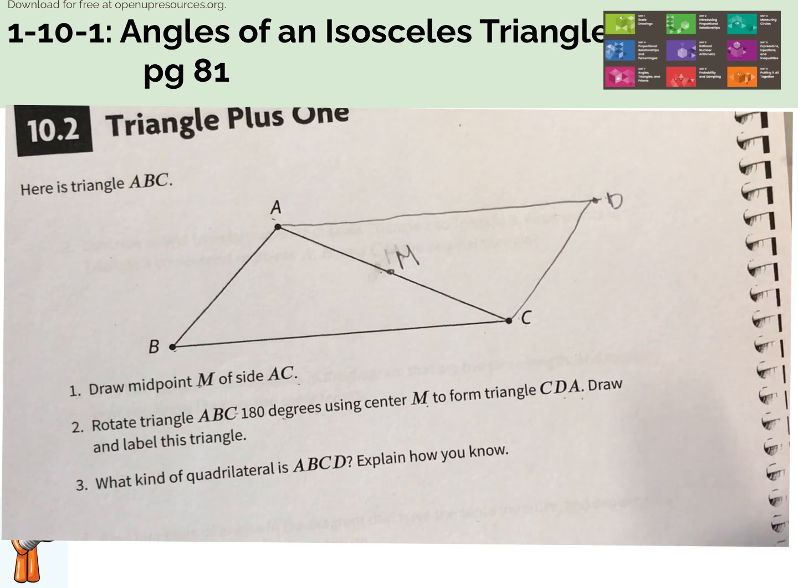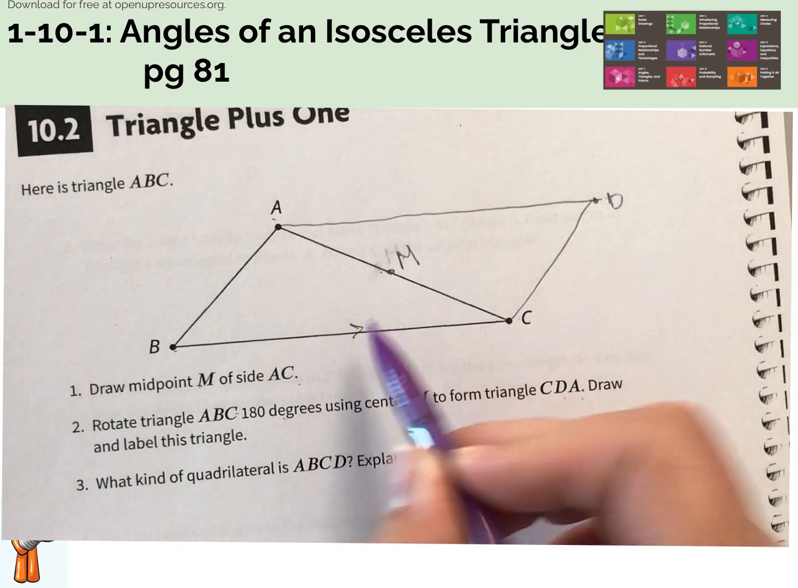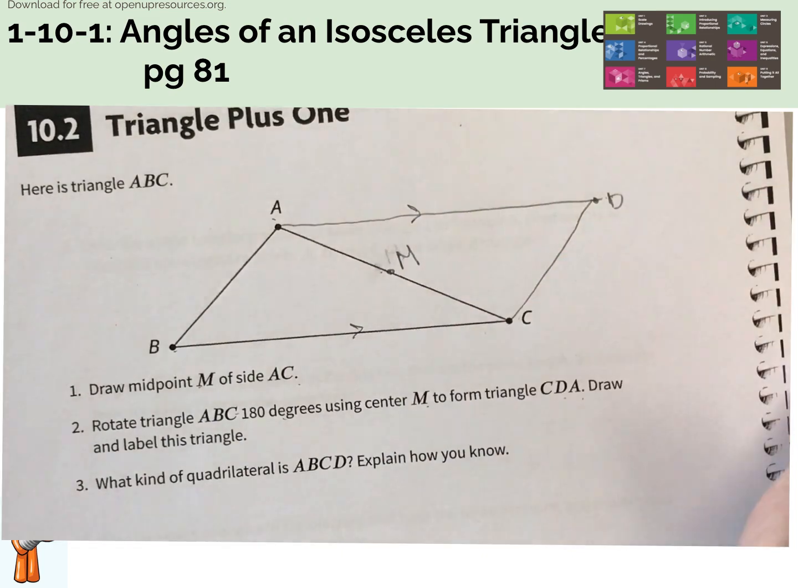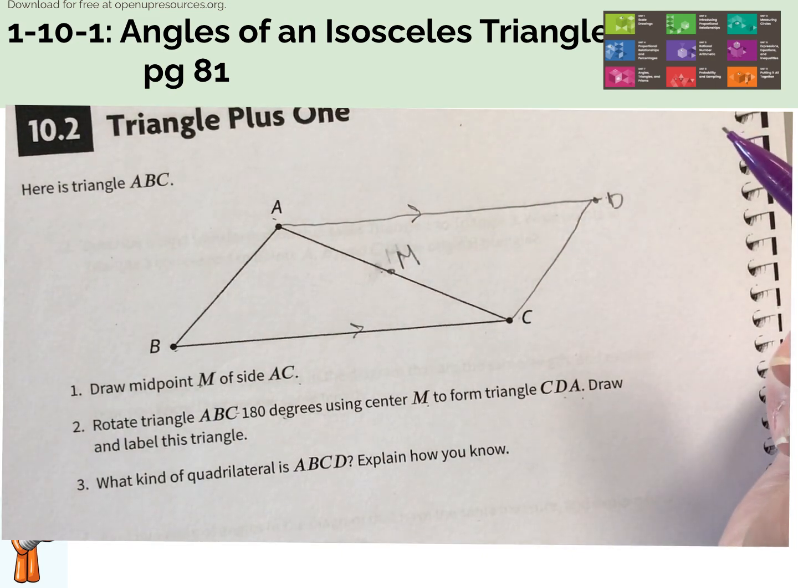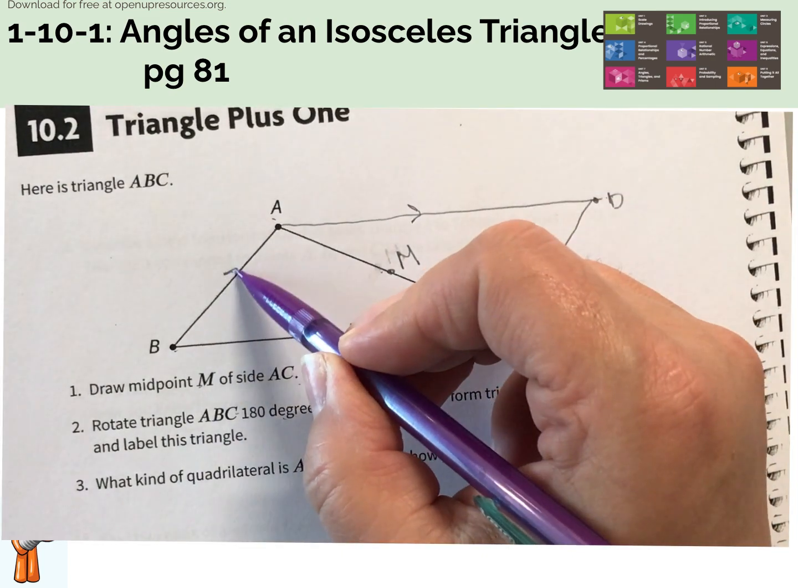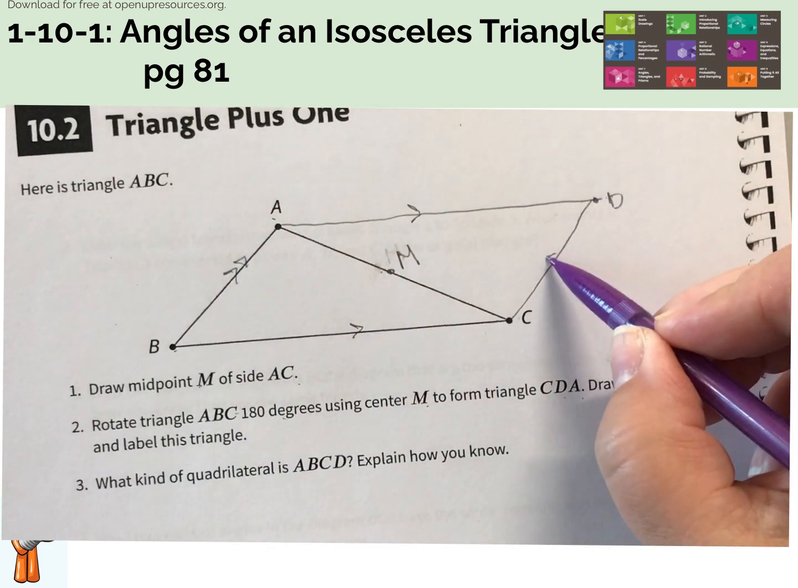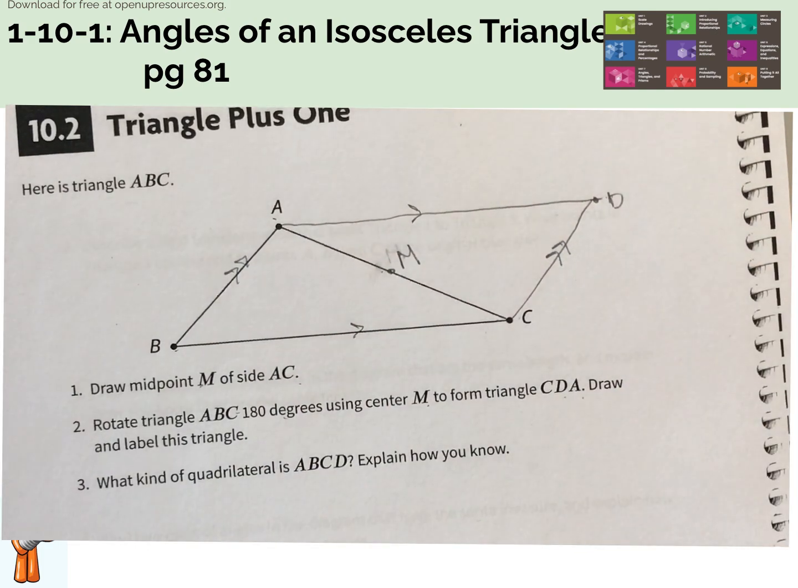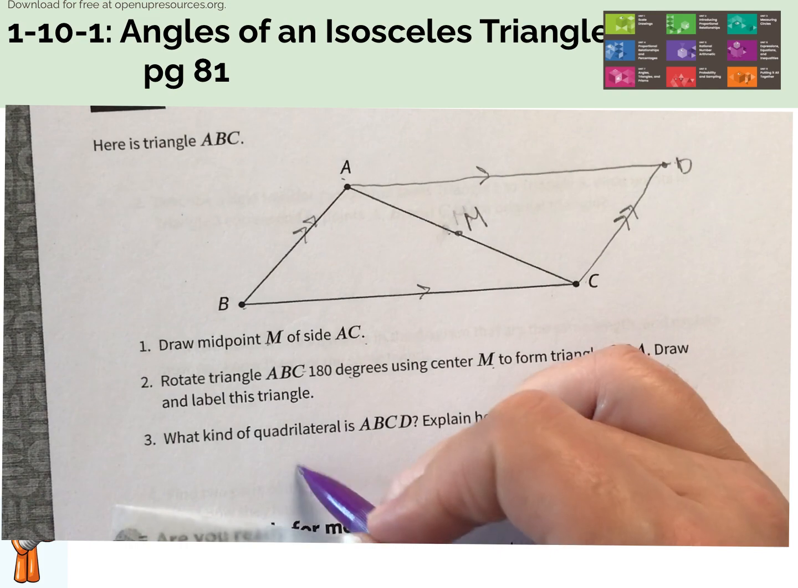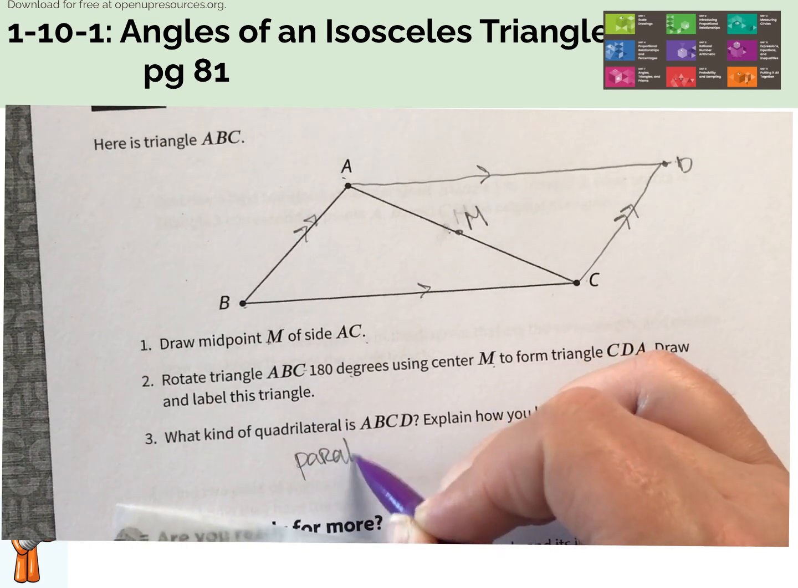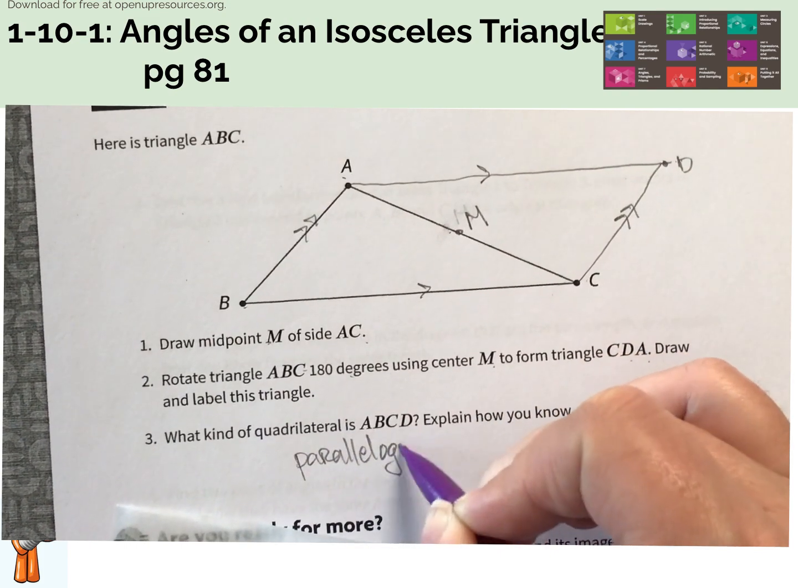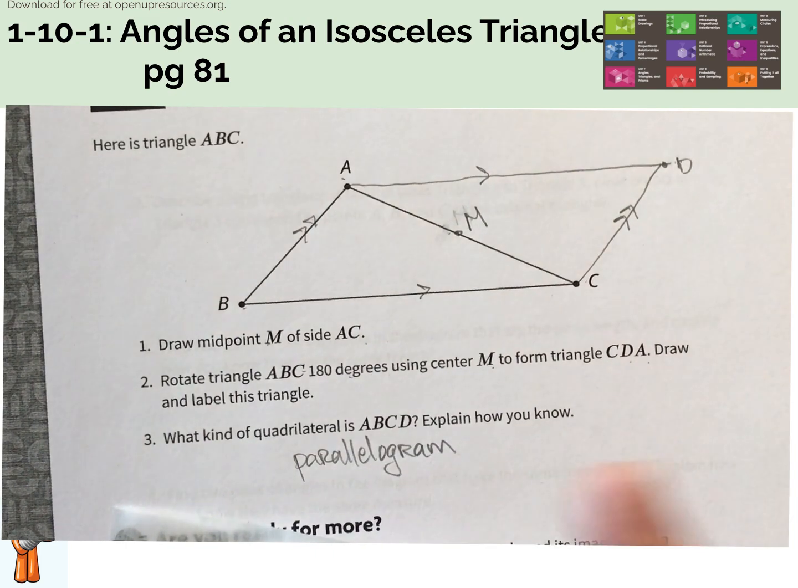So if we actually look at these, notice how these two lines are parallel to each other. They're never going to cross, they're never going to intersect. And these two lines are parallel. So what we have made is actually a parallelogram. So there are two pairs of parallel lines. Kind of cool.